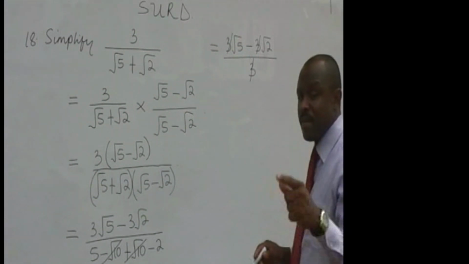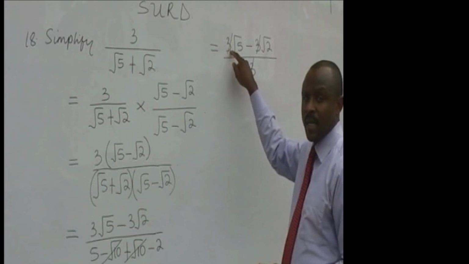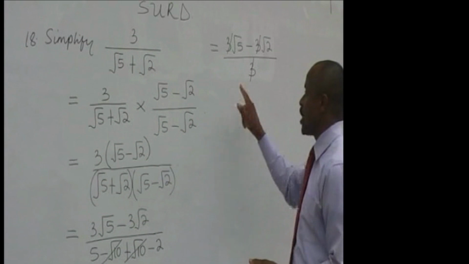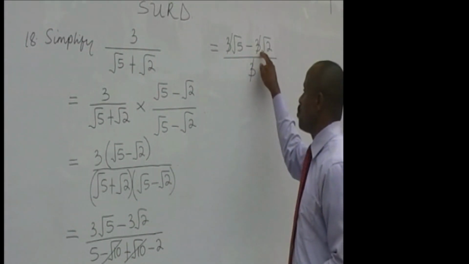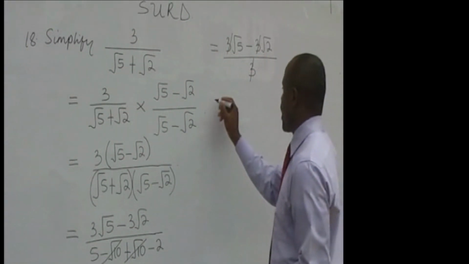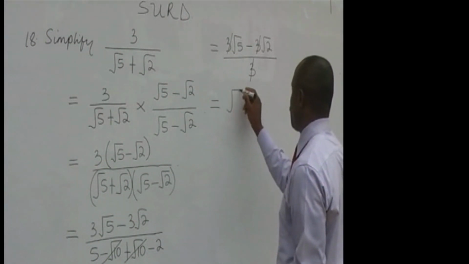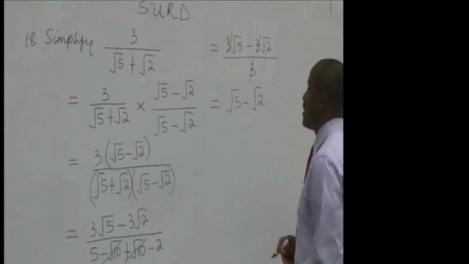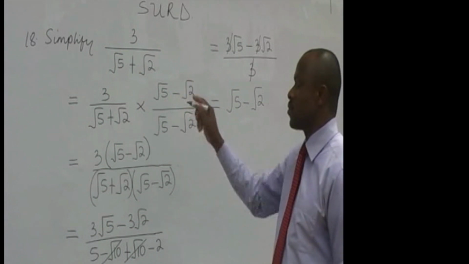Some students used to make the mistake. When they cancel the one down, they will cancel only one up. You are only going to be correct when you cancel the coefficient of root 5 and also the coefficient of root 2 with the 3 you have down. Okay. Finally, we are going to have root 5 minus root 2 as the simplest form of 3 divided by root 5 plus root 2.